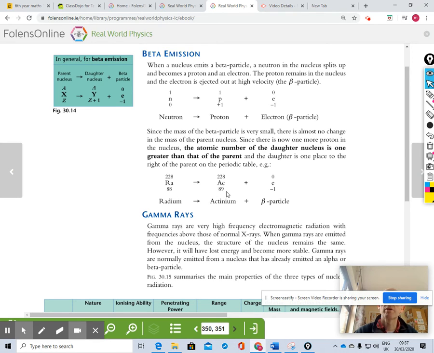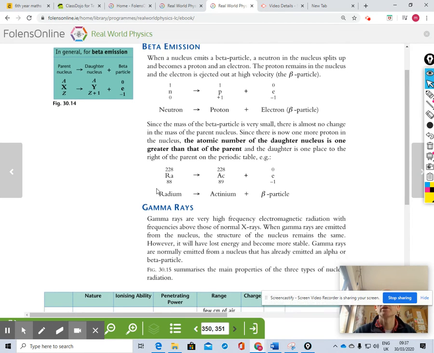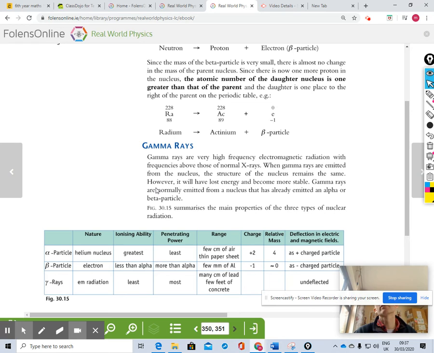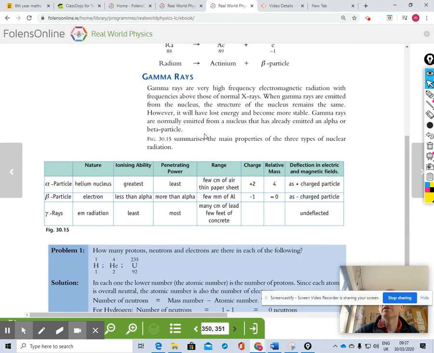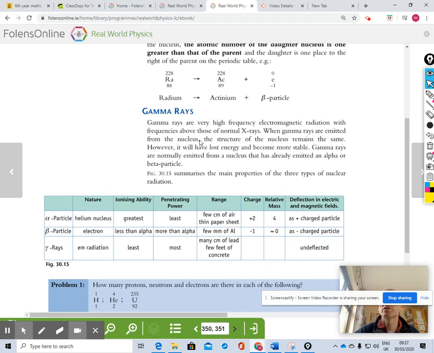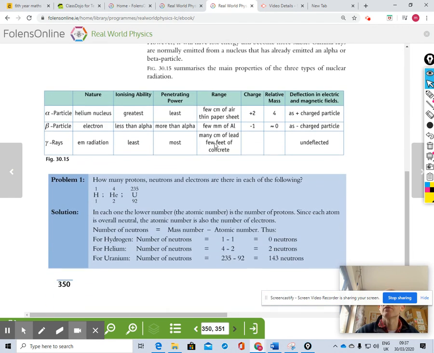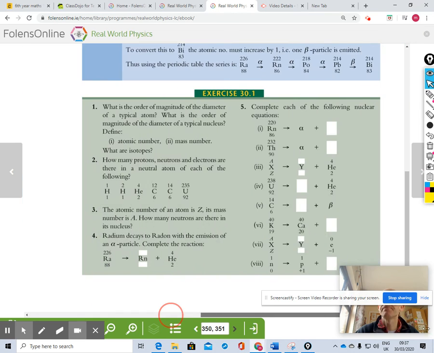So you're moving up the periodic table with beta emission, and you're actually moving down the periodic table 2 steps with alpha emission. Now, gamma rays don't have any effect, it doesn't change the atom at all. It's just emission of radiation. So it's a nice little question there.